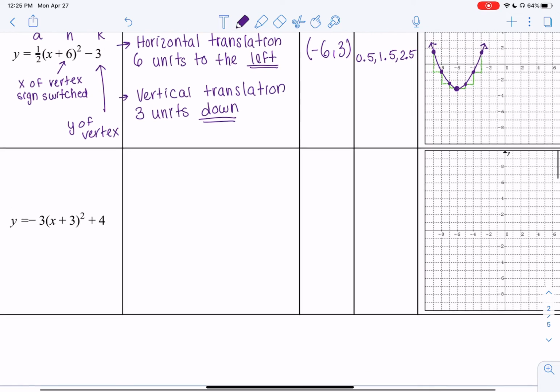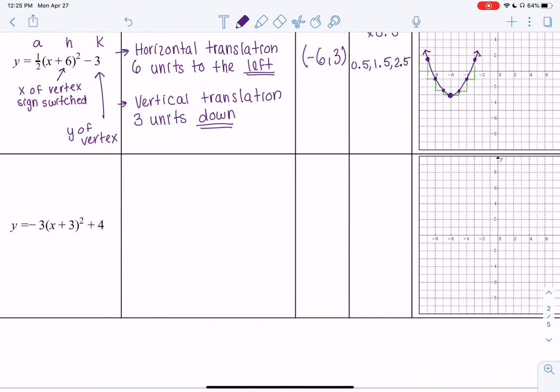So again, we're going to start by listing our transformations. The first thing we always look at is our A. In this case, our A is negative. That means it's unhappy, should be a sad parabola, which means it opens down. In other words, we have a reflection in the x-axis.